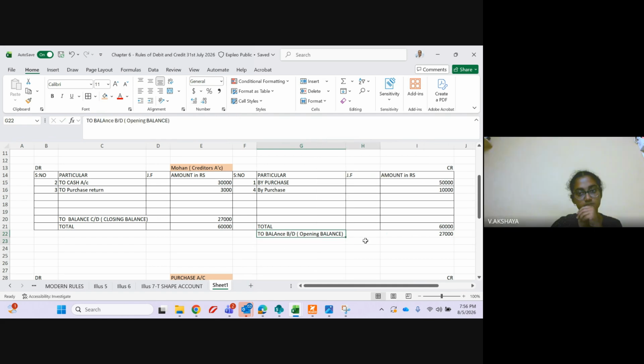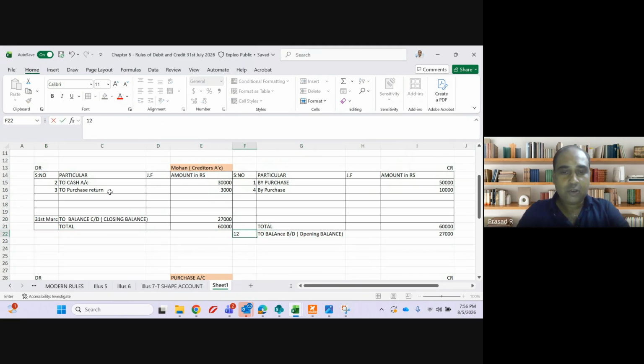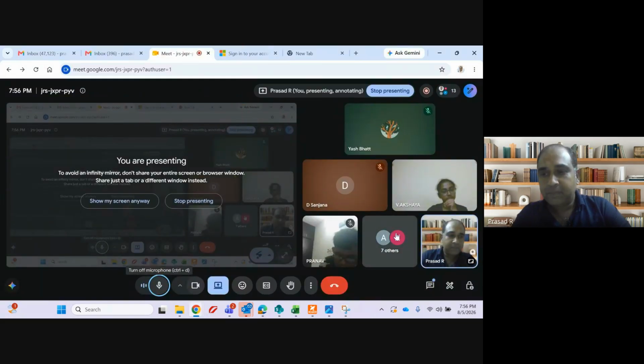Next year, assuming this is 31st March, on 1st April I will put it as the opening balance. The opening balance of a creditor will always be on the credit side, meaning a creditor will always have a credit balance. Clear? Any doubt to anyone?